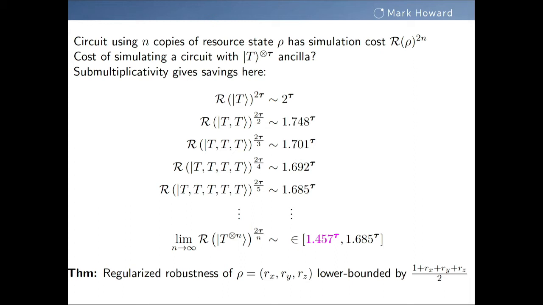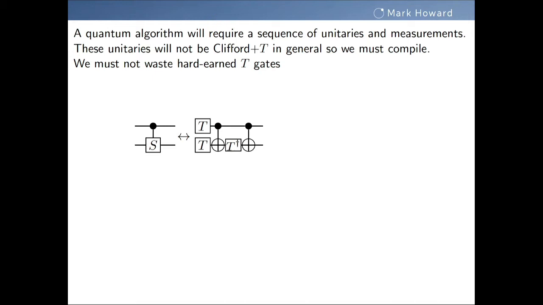OK, so that was the simulation part. Now we're going to talk about how we can use this robustness to lower bound the number of T gates for some synthesis. So we are going to have some circuit. It won't be Clifford plus T in general. Maybe it's got some control S gates in it. So we know already that there does exist some decomposition of control S into Clifford plus T, and this is what it looks like. But is this a good synthesis or not?